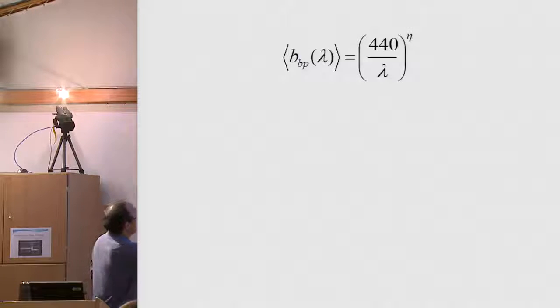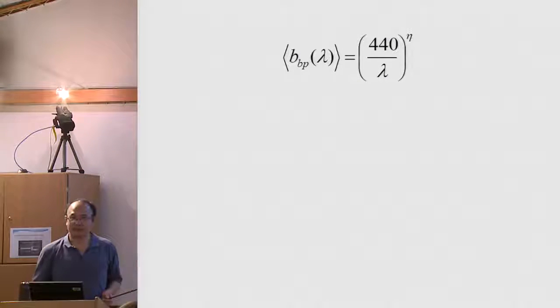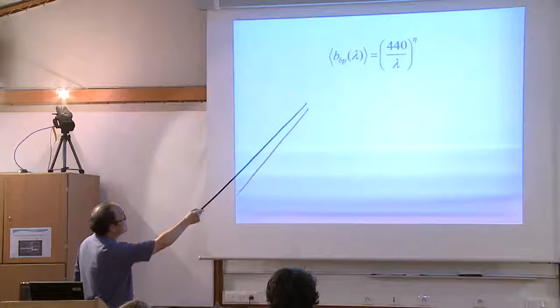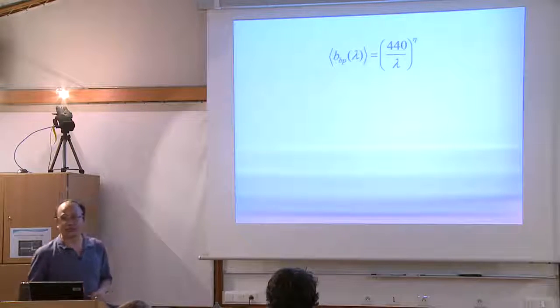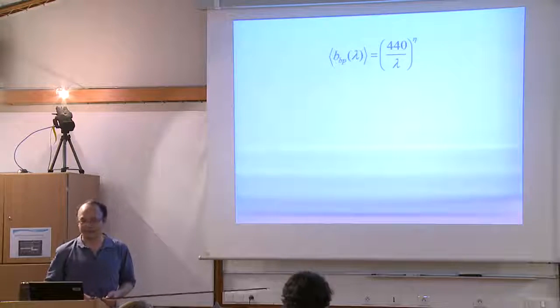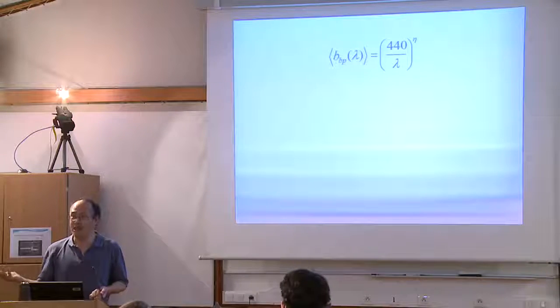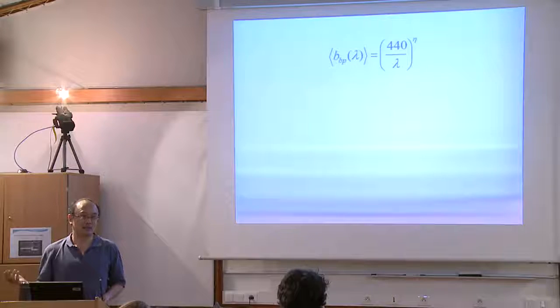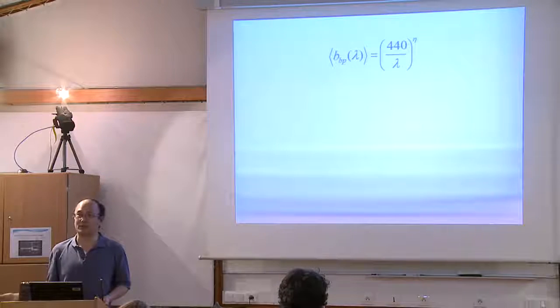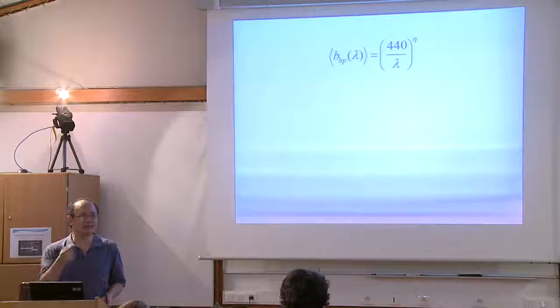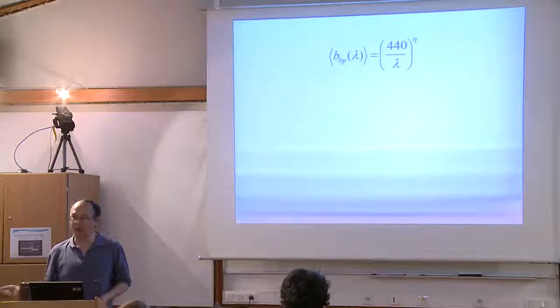Another term is the backscattering coefficient of particles. Also, as we discussed yesterday, we use the power law function, lambda to the eta. The eta, again, is unknown. It's not fixed. It varies from water to water. We cannot use one fixed number for all waters.